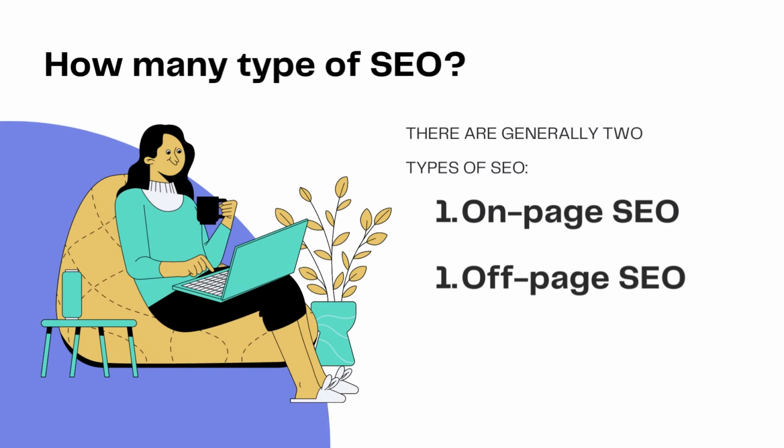There are generally two types of SEO. One is on-page SEO. Another one is off-page SEO.